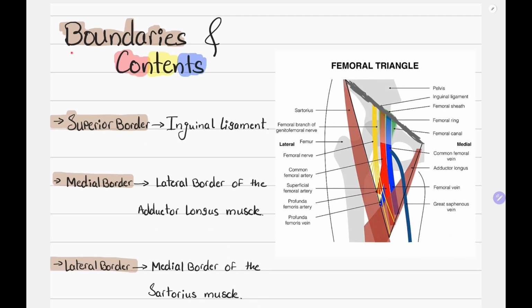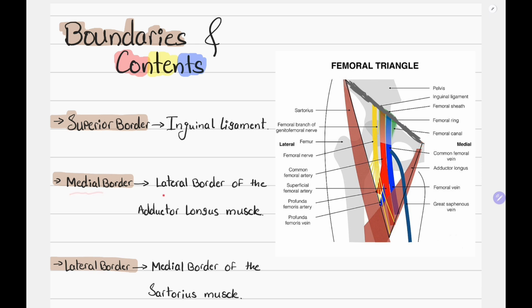Coming to the boundaries and contents of the femoral triangle. This is the schematic diagram just for your better understanding. This is the triangle. The superior border is formed by the inguinal ligament. This is the inguinal ligament, which connects the anterior superior iliac spine to the pubic tubercle right here.